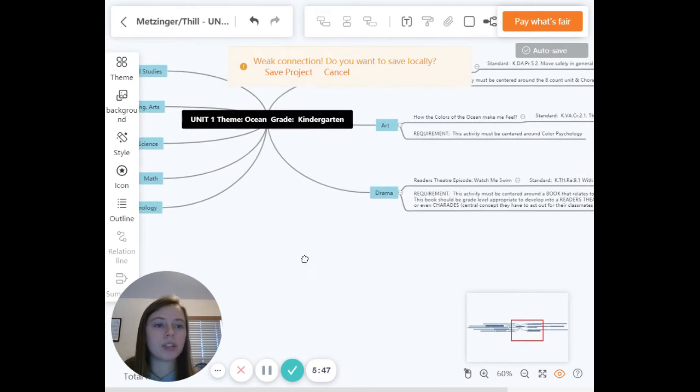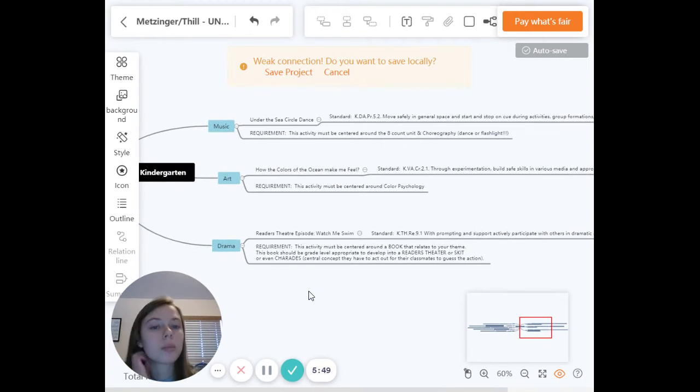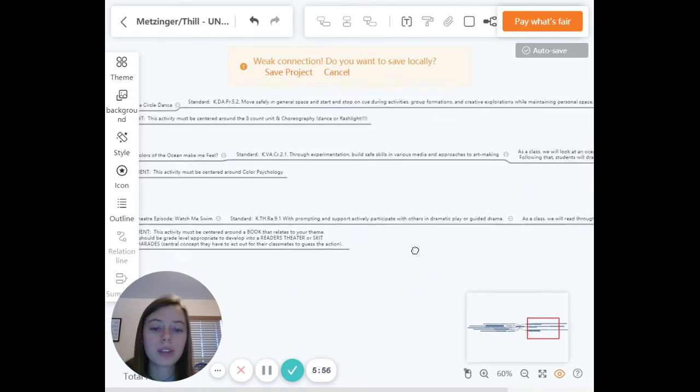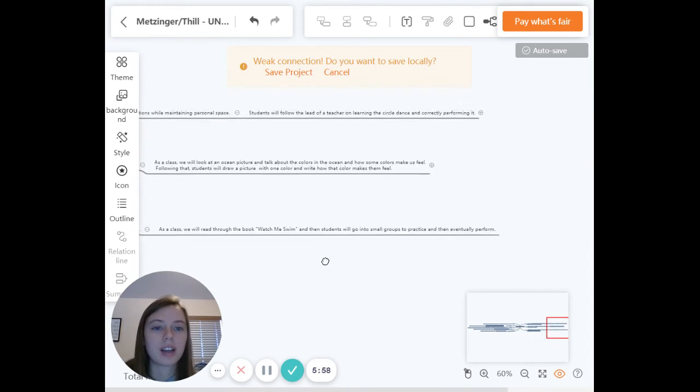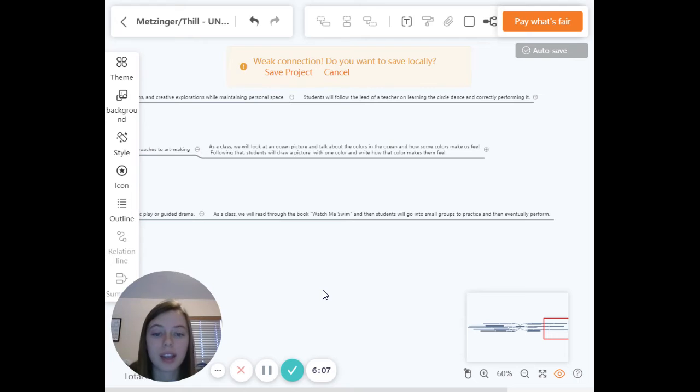We're going to move over to music. So our music title is Under the Sea Circle Dance. The description of this is, students will follow the lead of the teacher on learning the circle dance and correctly performing that. The song that we picked out was Under the Sea from Ariel. So it's age appropriate for kindergartners, and we would create a circle dance to that and have the kindergartners participate.